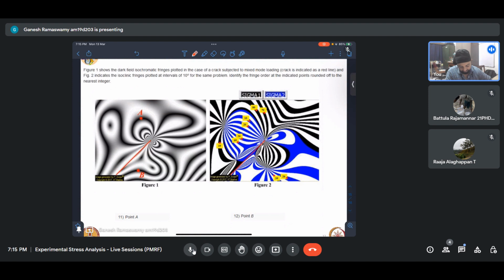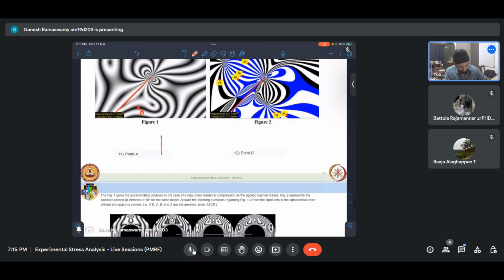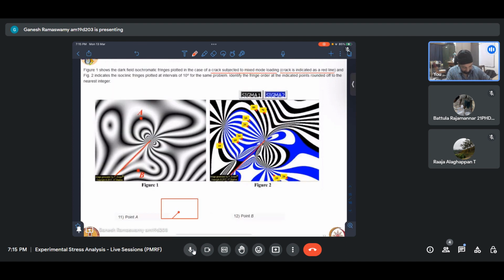Figure 1 shows the dark field isochromatics plotted in case of a crack subjected to mixed mode loading. The crack is indicated as a red line. So this is essentially a crack. We have a domain with a crack, loaded by some external agency, and this is the crack tip here. These are the type of fringes that we get when we see it in a circular polariscope.